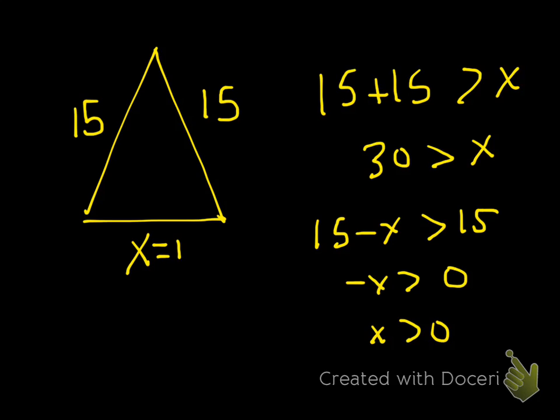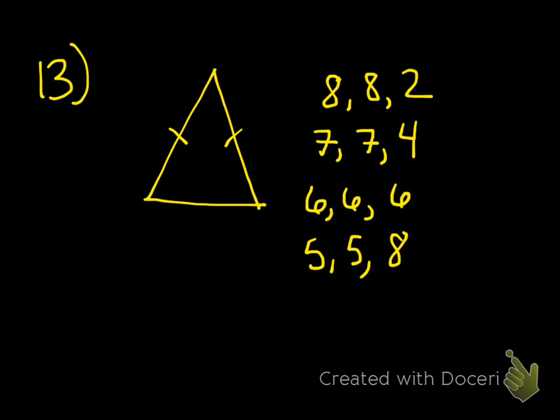Go ahead and try 13, 14, and 15 by yourself, and then come back to the video and check it. Okay, so here's number 13. Remember, it follows the rule that the two smaller sides have to be greater than the measure of the largest side. And then here we go on to number 14.